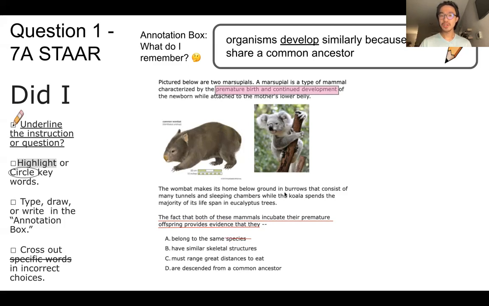We know these two mammals are not in the same species. We know that they don't have similar bones. We don't really know that, right? You can't really see through their skin to know exactly how their bones look. So we don't really know about their skeletal structures. We can take out that they must travel great distances to eat. We are given no information about their traveling to consume food. And consistent with our annotation box, we know that these two animals develop similarly because they descend from a common ancestor.